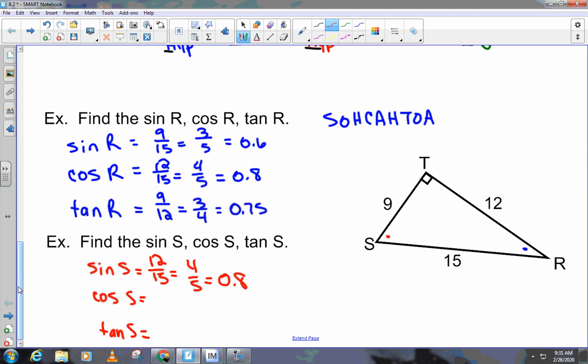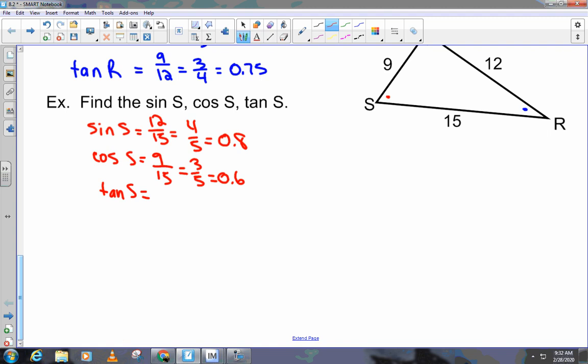What's the cosine of S? Cosine is adjacent over hypotenuse. What's adjacent to S? The leg adjacent. 9. And the hypotenuse is 15. Now, when you're using cosine, you really have two adjacents, right? But it's the adjacent leg, and then the other one is the hypotenuse. Okay, that's the one across from the right angle. So that reduces to 3/5, which is 0.6.